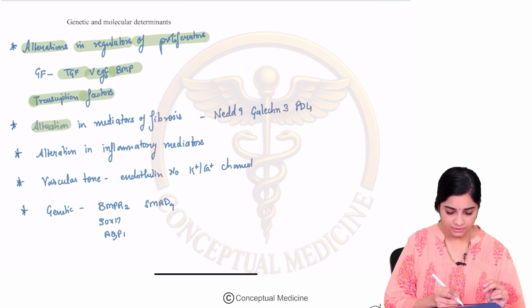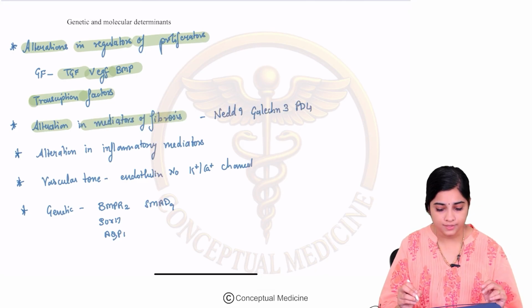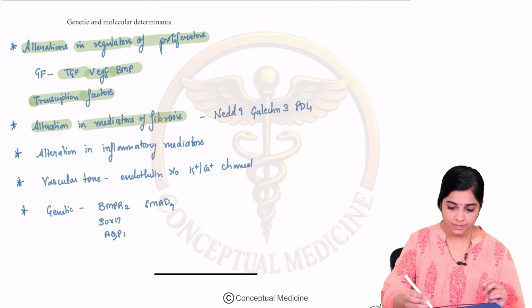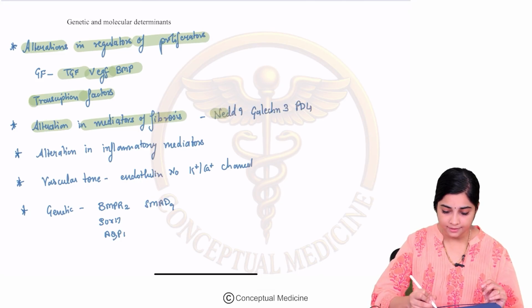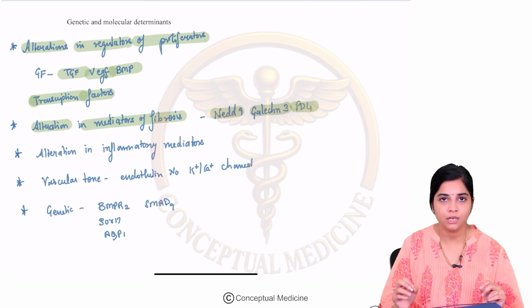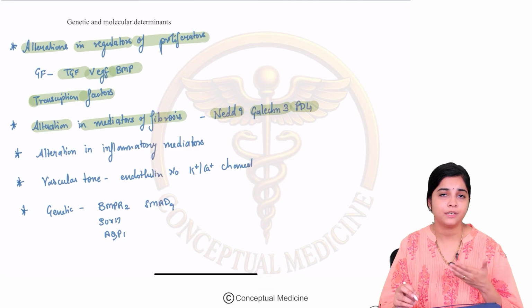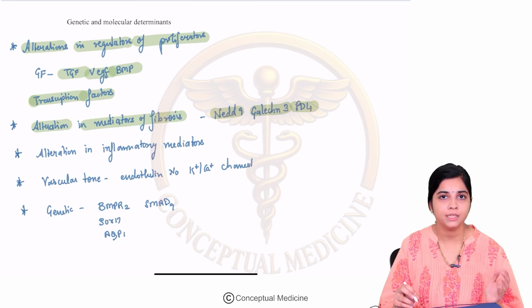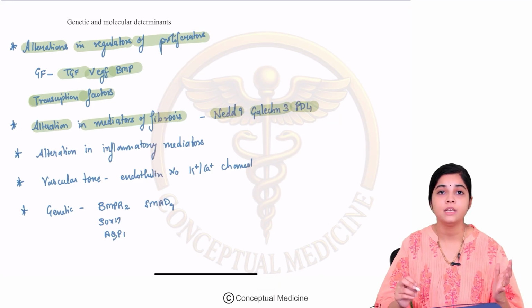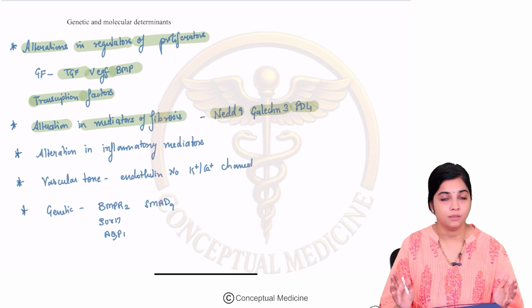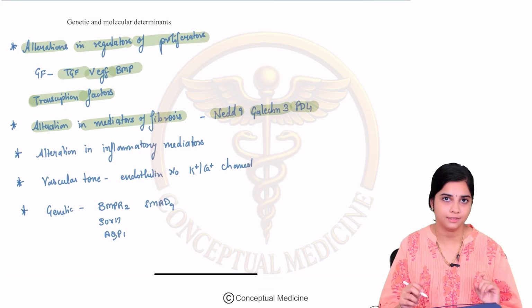Second, there can be alteration in the mediators of fibrosis. So what are those proteins that you should be knowing? They are NET9, galectin-3, PDL1. Now, why should we be aware of all these factors? The reason being, in the current era, we are finding molecules which can act on these molecules. So, we are finding inhibitors of these molecules, and hence the therapeutic treatment of pulmonary hypertension can change. That is the reason why we should know about the pathobiology to this depth.